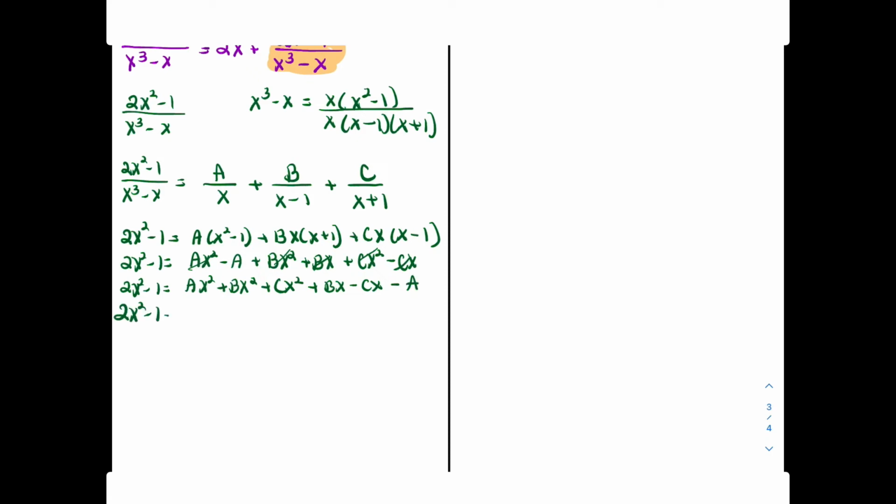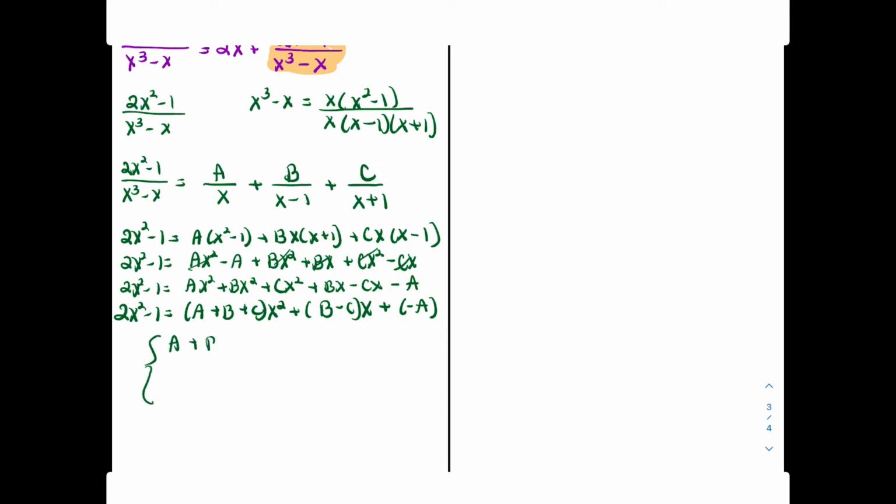So writing these down, I have my coefficients. I have a plus b plus c all times x squared. And then I have b minus c times x and a negative a as my constant. So combining, looking at the left and right hand side to make my system of equations.